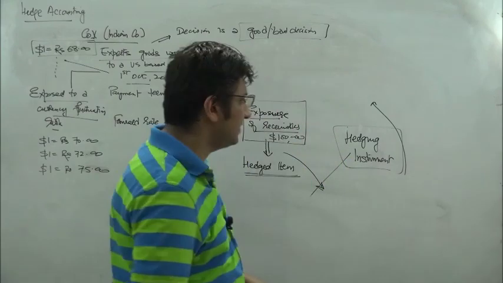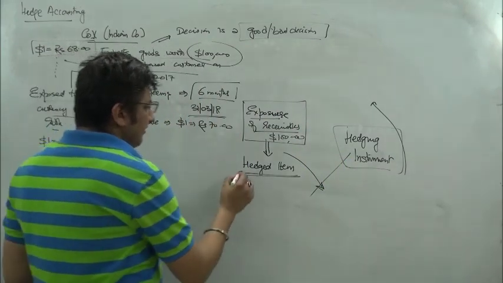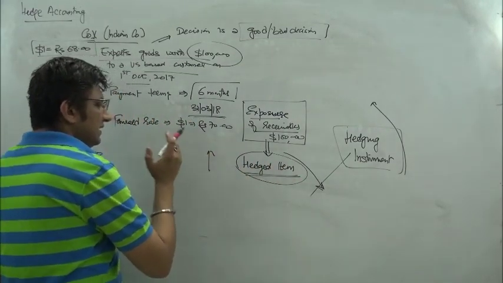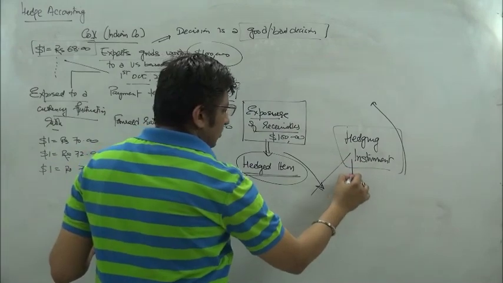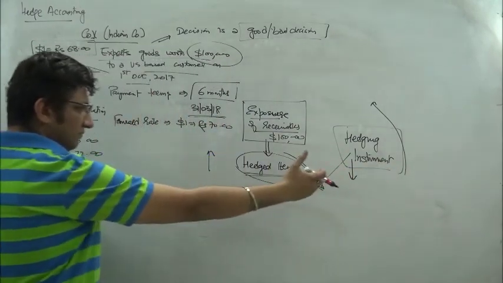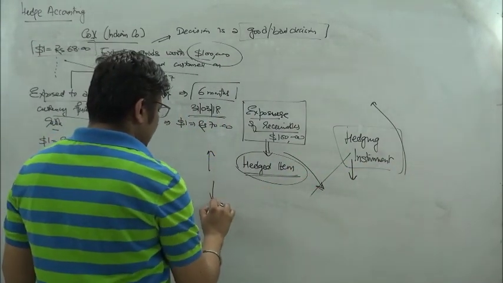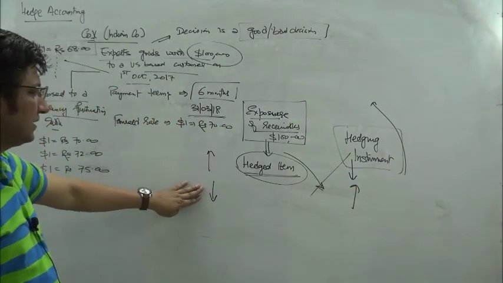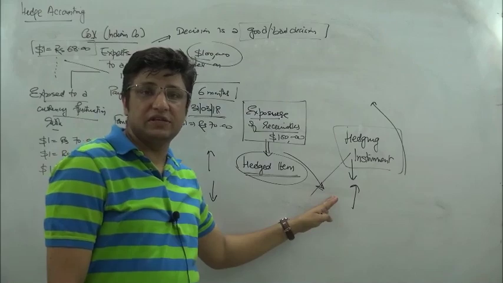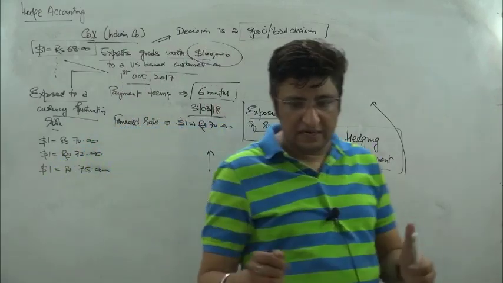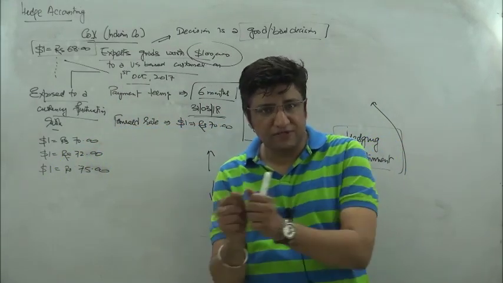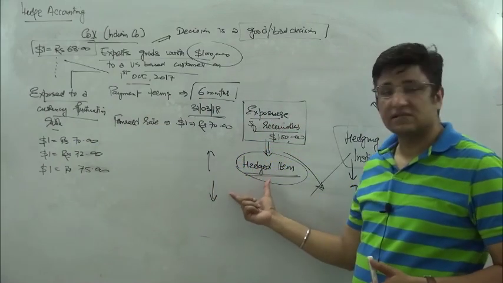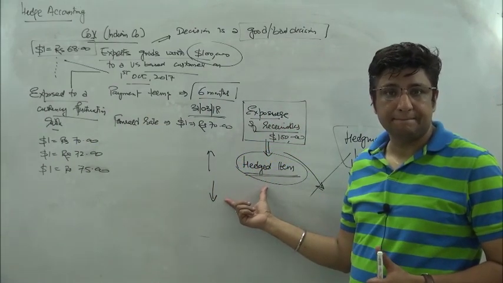So what we're trying to say is, one, that if my hedged item's value is increasing, it is quite likely that the value of the hedging instrument will decline, and of course the vice versa. If the value of the hedged item starts to decline, the value of the hedging instrument would offset against that particular change in the value of the hedged item, right?